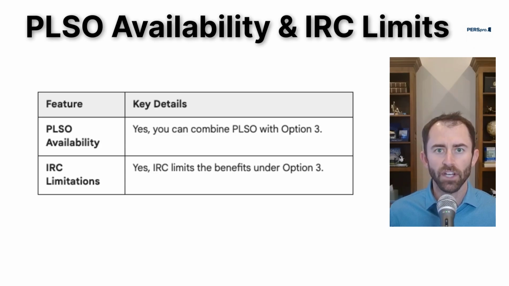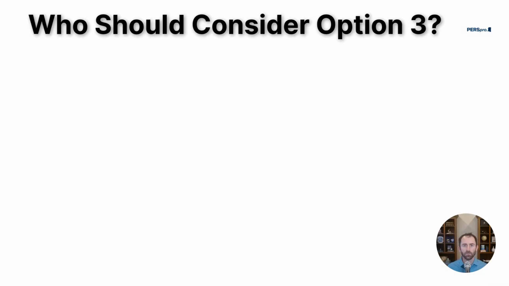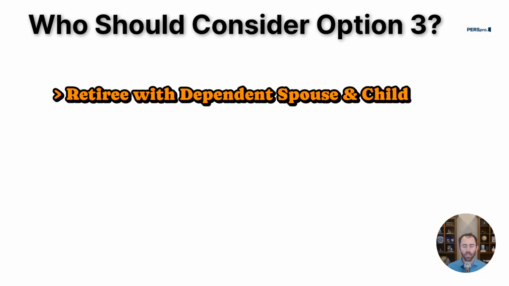There are other benefit options that provide a survivor benefit for a younger beneficiary that are not subject to these IRC limitations. So, who should consider option 3? Here are examples of situations where a retiree should consider option 3. Retirees with a dependent spouse and child.